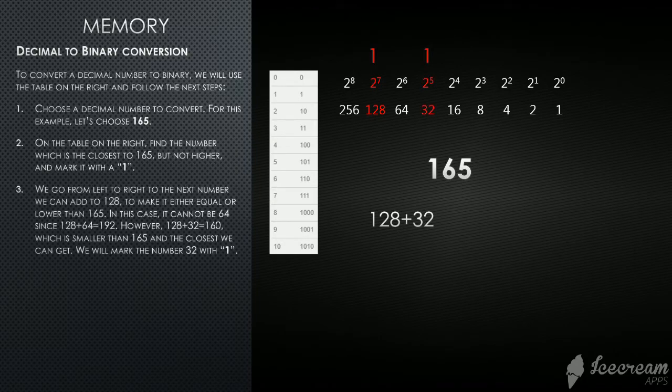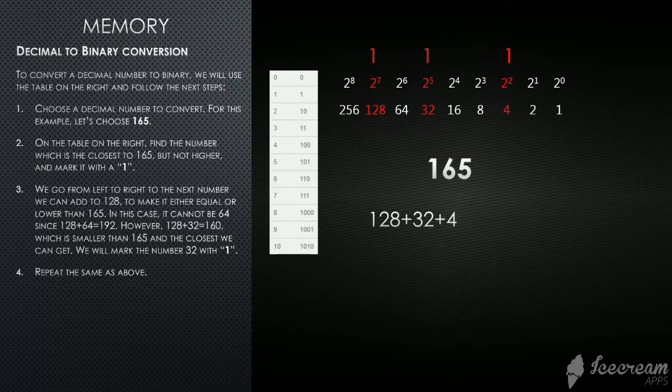Now we go from left to right to the next number we can add to 128 to make it either equal or lower than 165. In this case, it cannot be 64 since 128 plus 64 equals 192. However, 128 plus 32 equals 160, which is smaller than 165 and the closest we can get. We'll mark the number 32 with a 1 as well.